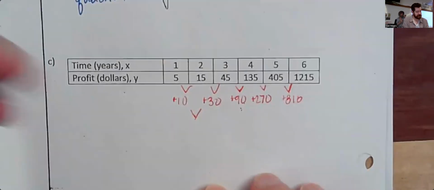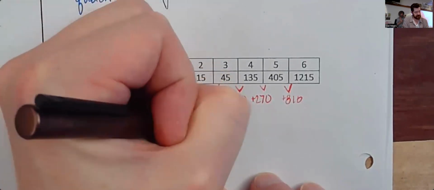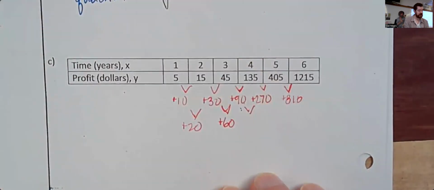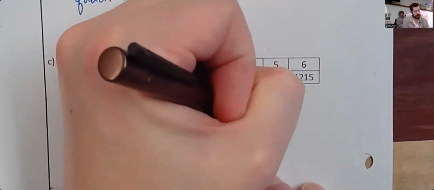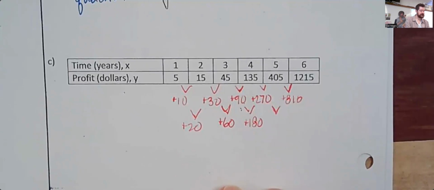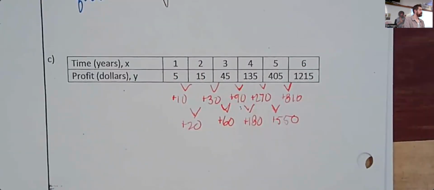Second difference is 10 to 30 is plus 20. 30 to 90 is plus 60. So we're not quadratic either. 90 to 270, 180, yeah. 270 to 810, what is it? 540, okay. So not quadratic either. And we're just going to stop there because even if you go to the third differences, they're not even the same either.